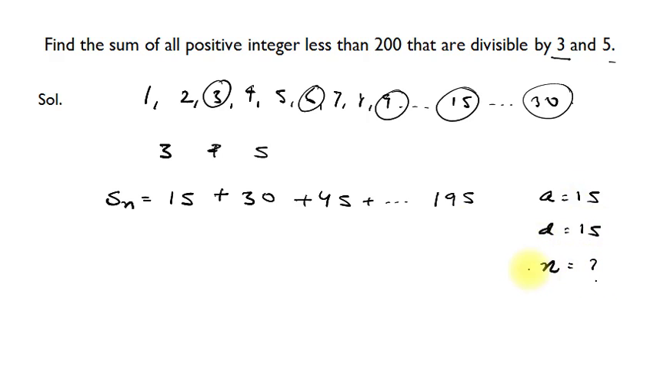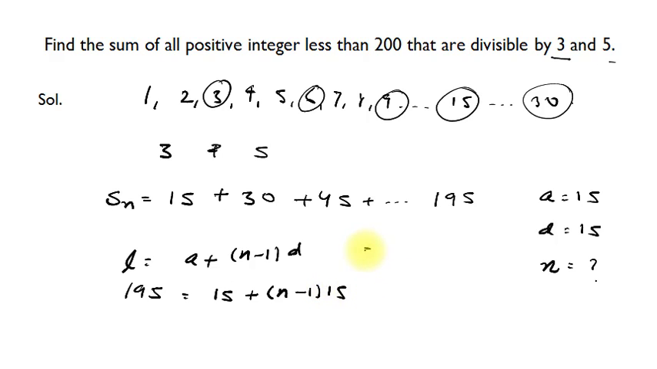Now as we did in the previous slide, in order to find n, we have L is equal to a plus n minus 1 into d. So L is 195, a is 15, plus we have to find the value of n, so n minus 1 into d, which is 15. So further we can write 195 minus 15, this is equal to 180. This is n minus 1 into d, where d is 15. So n minus 1 is equal to 180 divided by 15.